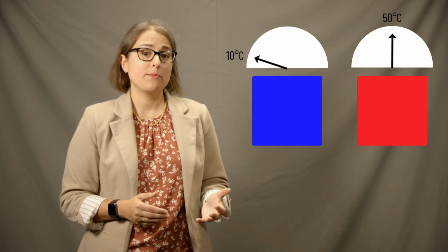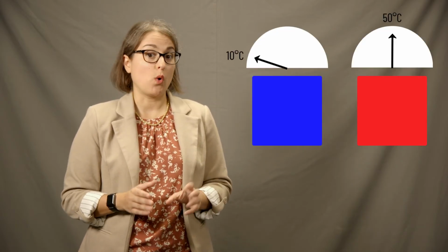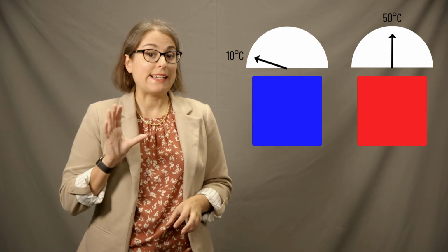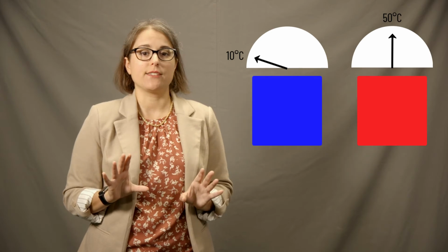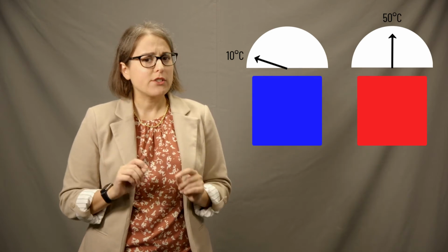Let's say we were to mix together equal masses of water, one starting at 10 degrees Celsius and the other starting at 50 degrees Celsius. Our intuition should tell us that the final temperature, once the mixture reaches thermal equilibrium, should be the average of the two temperatures. In this case, 30 degrees Celsius. That's because the masses are equal and both substances are identical.